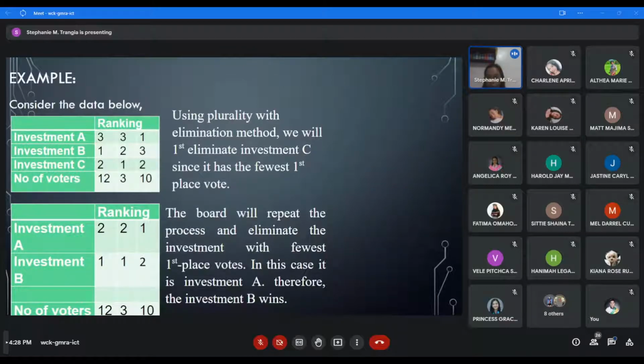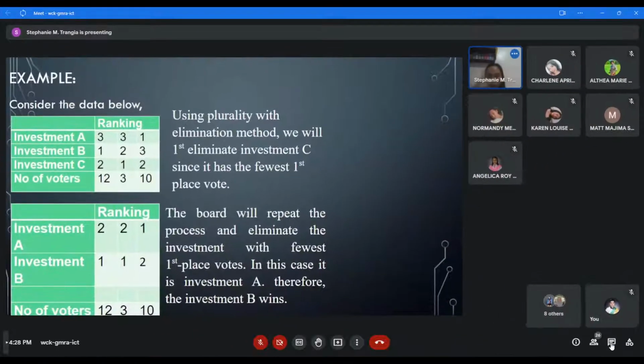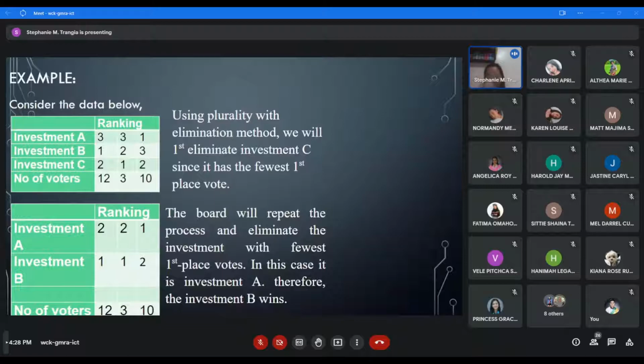Let's just focus only sa investment A and B. So, i-compare na to ilang rank. Kaya dapat, paabot sa second table, dapat 1 and 2 na lang ang mga values. First and second rank na lang. So, A versus B. A receives the third rank, B receives the first rank. So, B gets the first rank, A gets the second rank.